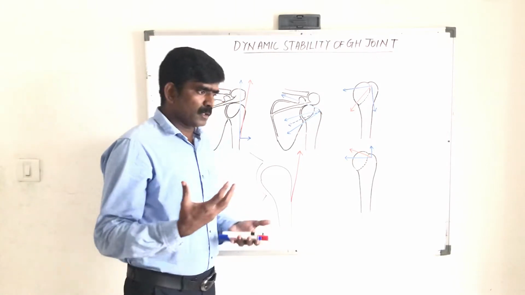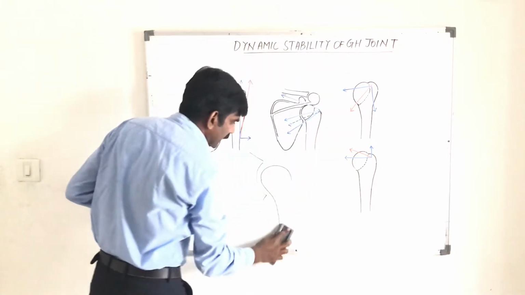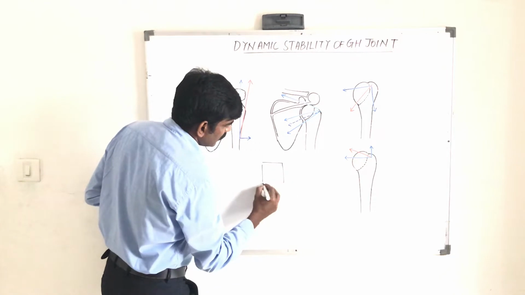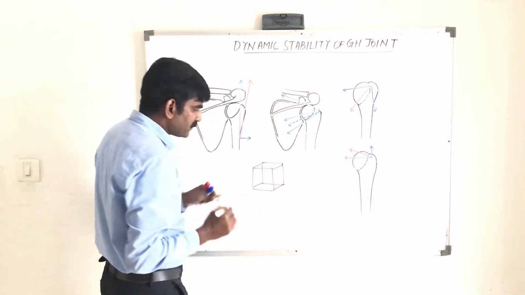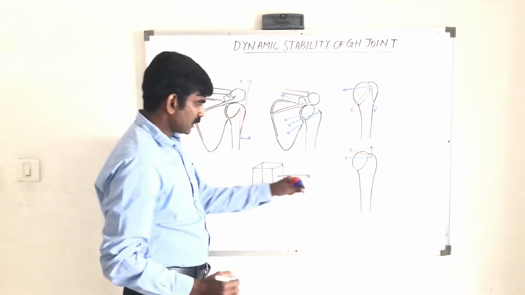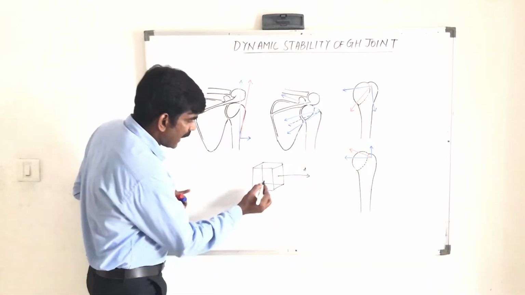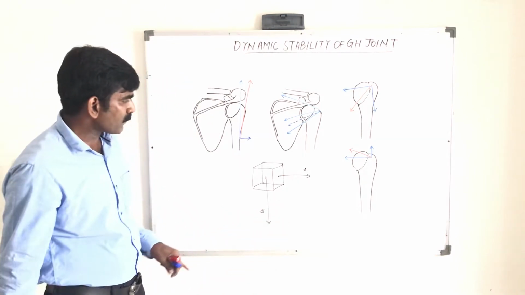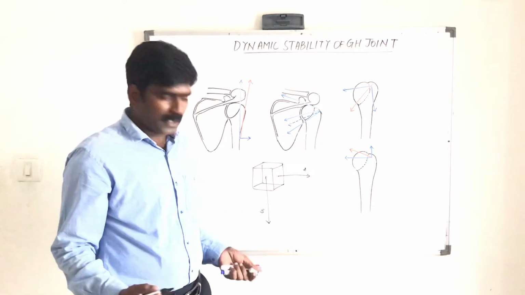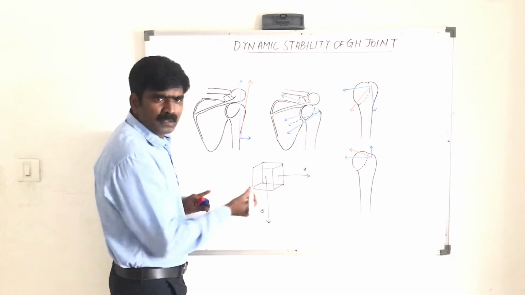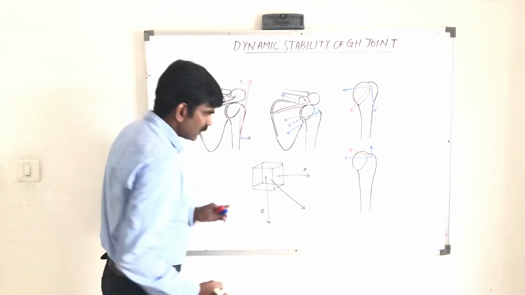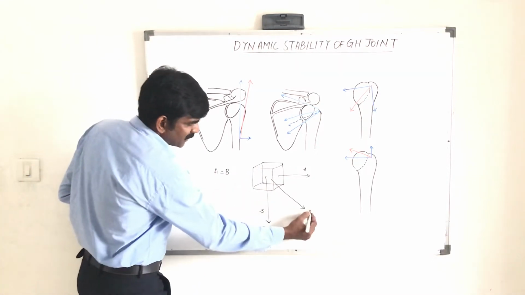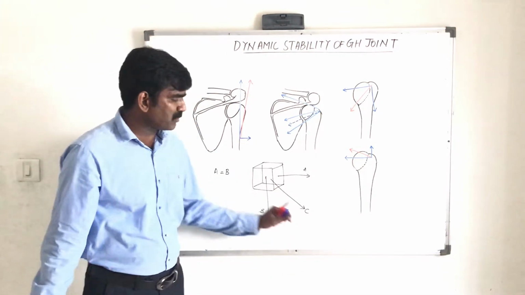Before understanding the vector of the deltoid muscle, I would like to explain one example. Imagine you take a block, and this block is pulled by force A in this direction, and by another person with force B. If both forces A and B are equal, the block will move in this direction. That is, if A is equal to B, the direction of movement of this block will be in the direction C.